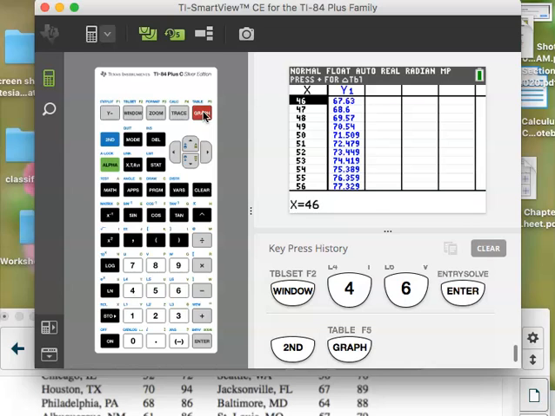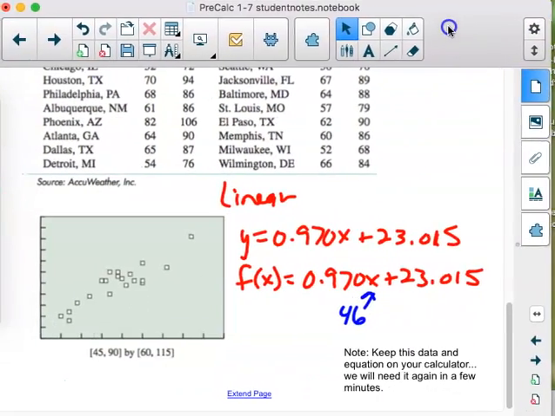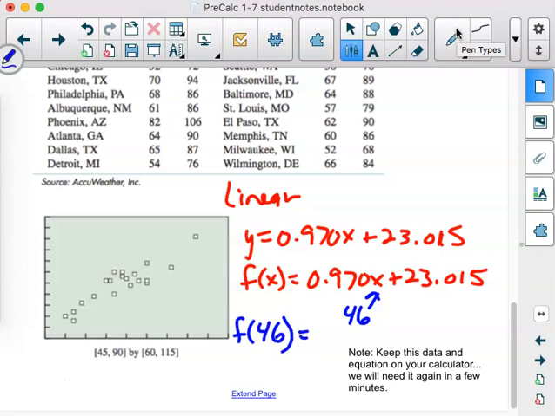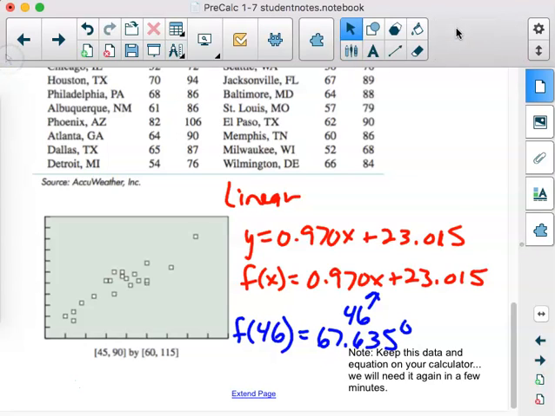But we'd realize, oh, we're missing a decimal place. I need the third decimal place. So we'd end up punching it into the calculator anyway and getting f of 46, which would be 67.635 degrees. So we made a model there from data. That's what linear regression is: using the data to get ourselves a nice model. And since it all lined up very nicely for linear regression, that's what we did.